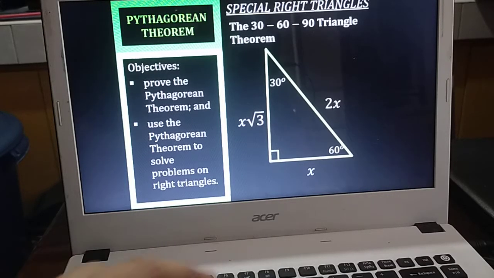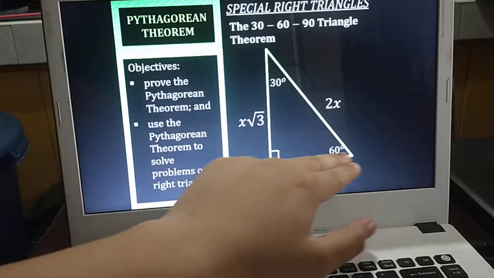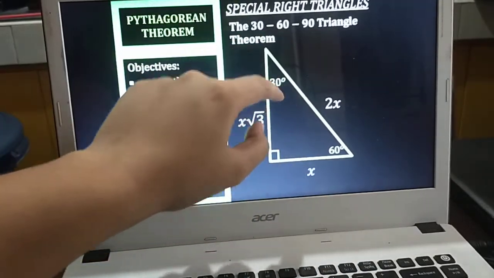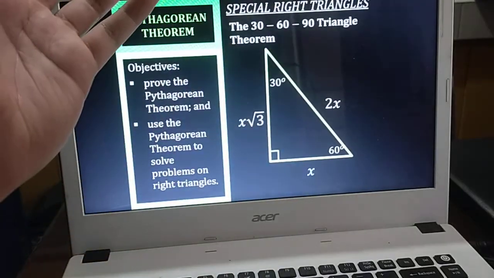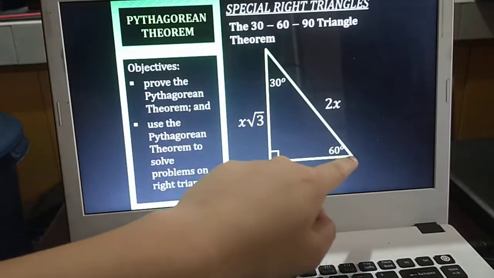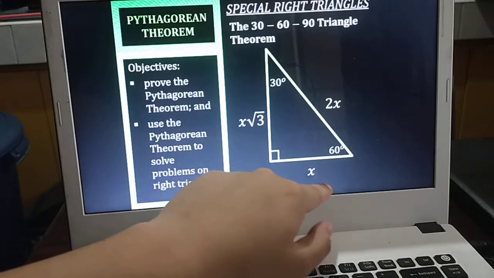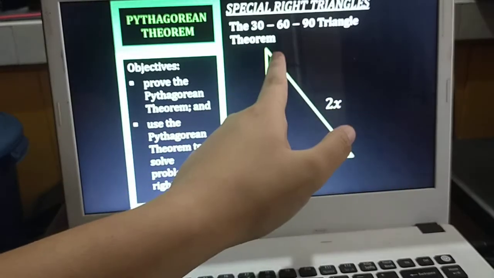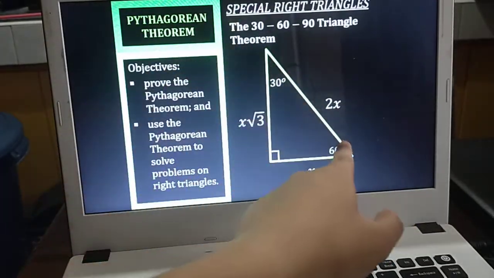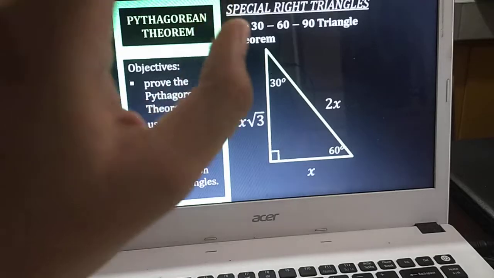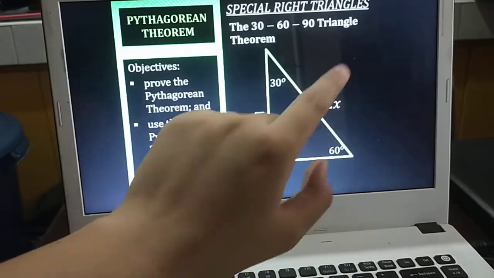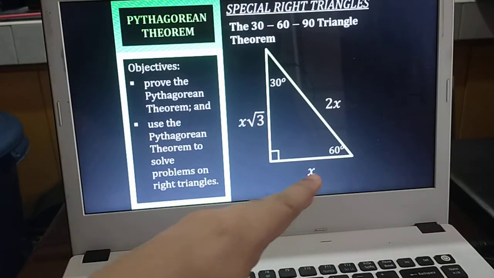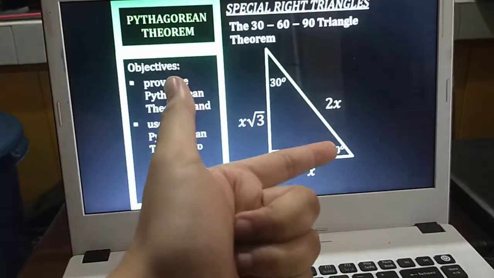Now, to explain this, the shortest side, yung 30-degree angle na to, yung opposite side niya, based on the triangle inequality theorem, will always be the shortest side. So, x here will always be the shortest side. Now, the hypotenuse, which is the longest side, will always be twice as long as the shortest side. So, kung nakuha nyo na yung shortest side, multiply nyo lang by 2 to get the hypotenuse.